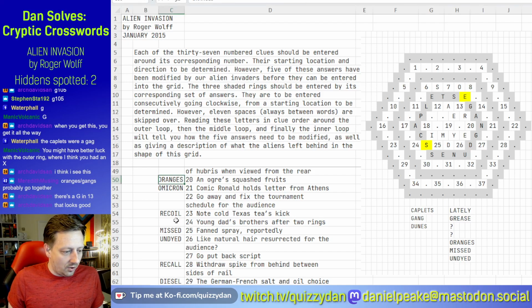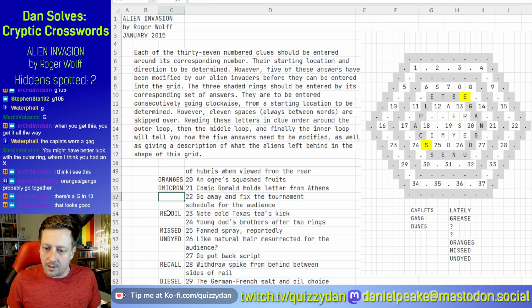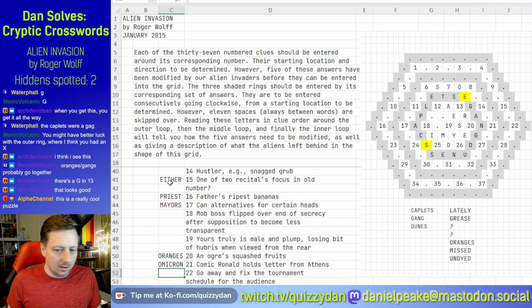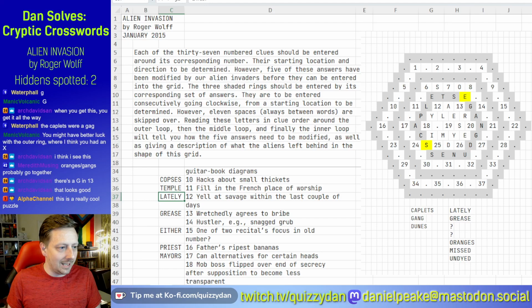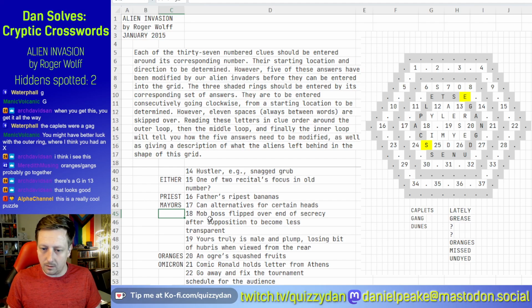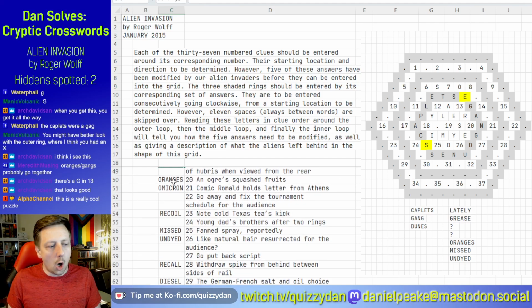And then we've got gang. And then dunes. So we have put in the oranges. It's just going to be O with the oranges, which is one of the things that I had an idea about earlier, I think. So I can put in lately, can't I? L-A-T-E-L-Y. That works. So put in lately. We've put in Greece. What's 18? We don't know. What's 19? We don't know. 20, oranges, I'm going to say we've put in. Nah, yeah, I'll put it in orange.